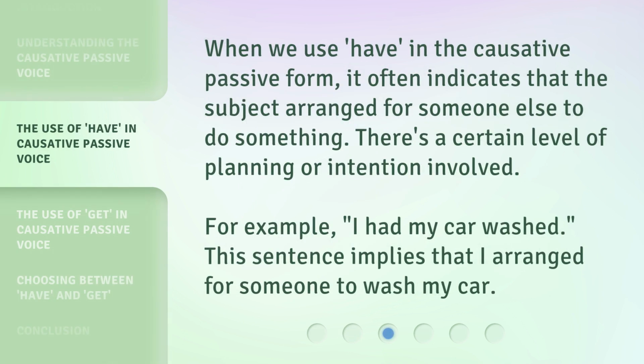When we use have in the causative passive form, it often indicates that the subject arranged for someone else to do something. There's a certain level of planning or intention involved. For example, I had my car washed. This sentence implies that I arranged for someone to wash my car.